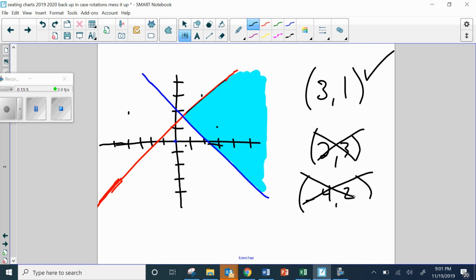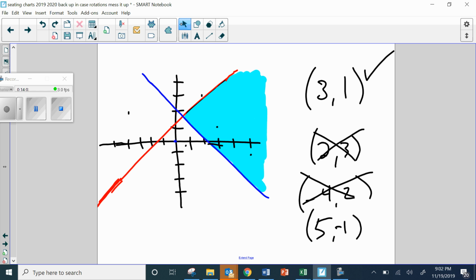And then last but not least, we'll show you one more that's in there, (5, 1). So I run left and right first, then I go up or down. Actually, let's make it -1. So I go right 5, 1, 2, 3, 4, 5. So I'm all the way out at the far end dash. I put a dot at the -1. I go down 1 because it's negative. And clearly that dot is in the solution region, the shaded region. So therefore, yes, that is also a solution.